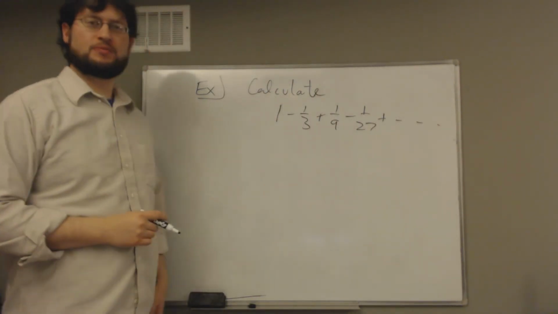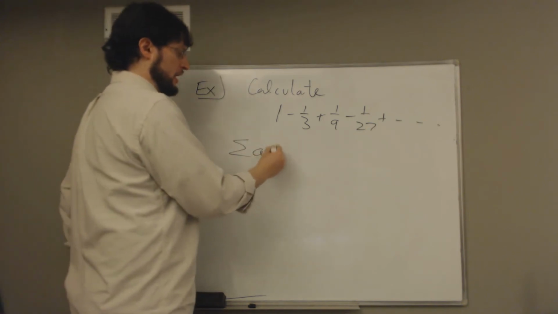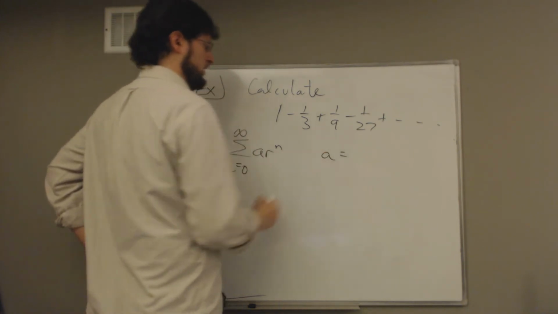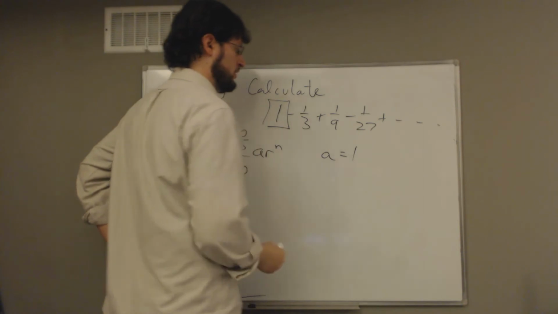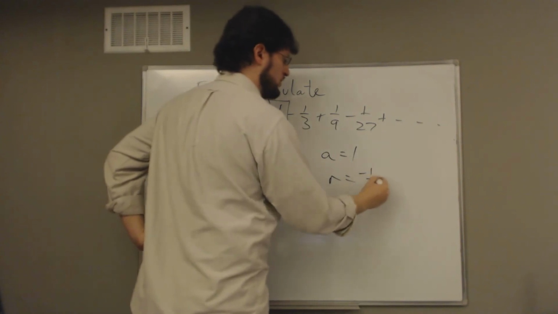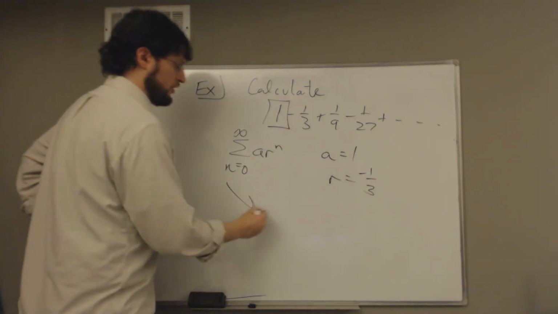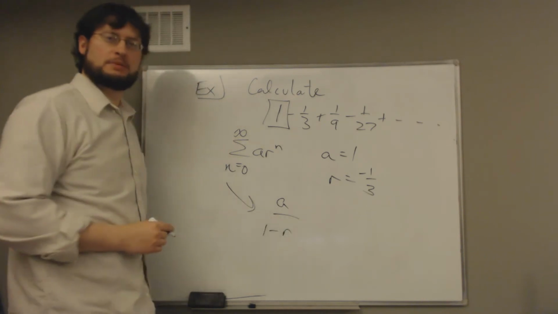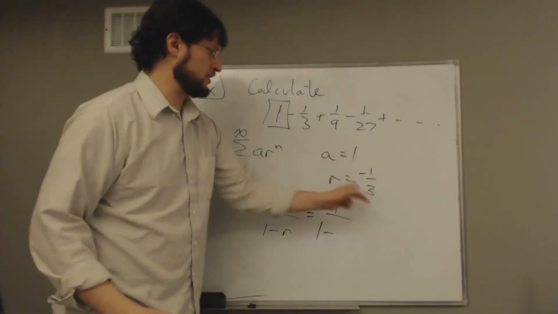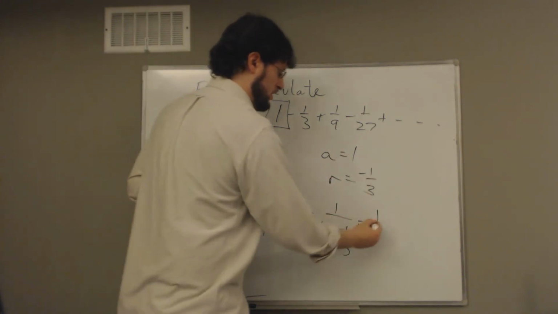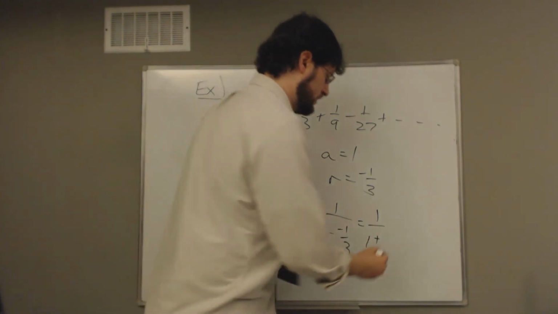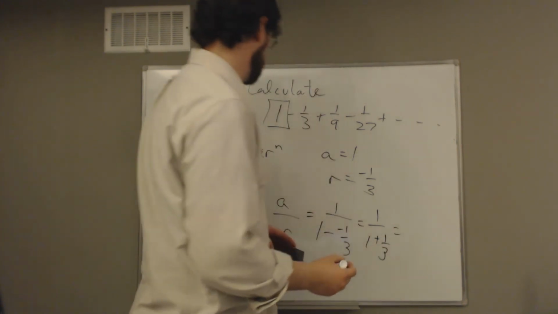Let's calculate this first. So this is the sum of a r to the n, n equals 0 to infinity, where a is 1, the first term, and r is the multiplication term, which is minus 1/3. So this sum, according to the formula that we just came up with, is a over 1 minus r, which is 1 over 1 minus, don't forget your minus signs, minus 1/3, which is 1 over 1 plus 1/3, which is 4/3. So I end up getting 3/4.